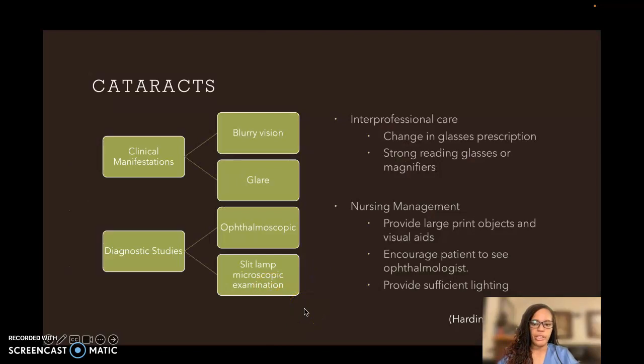Some clinical manifestations of cataracts include blurry vision or glare. Some diagnostic studies include an ophthalmoscopic or a slit lamp microscopic examination. Some interprofessional care includes change in glasses prescription, strong reading glasses or magnifiers to help with reading. Nursing management: provide large print objects and visual aids, encourage the patient to see an ophthalmologist, and provide sufficient lighting with food, eating, activities, reading. This is all important to provide to patients with cataracts to help with their seeing.